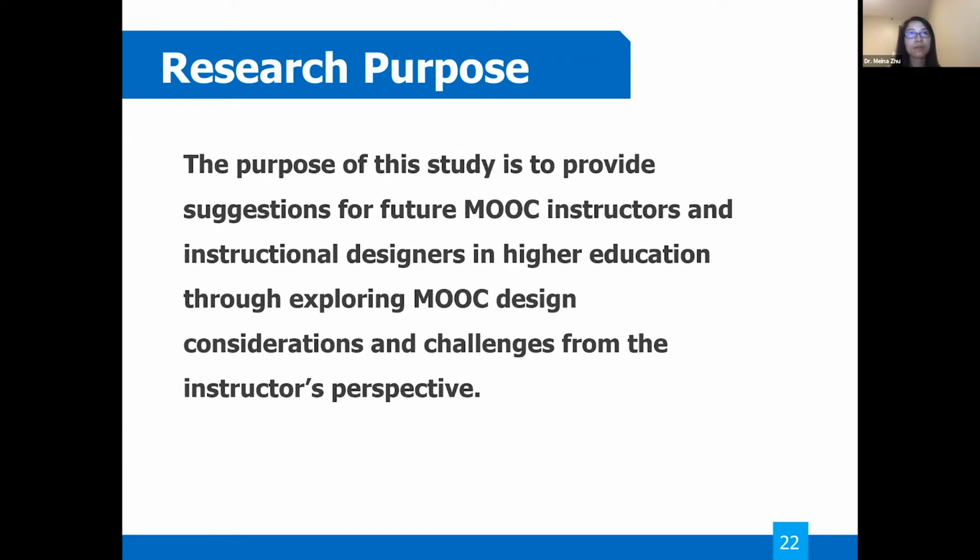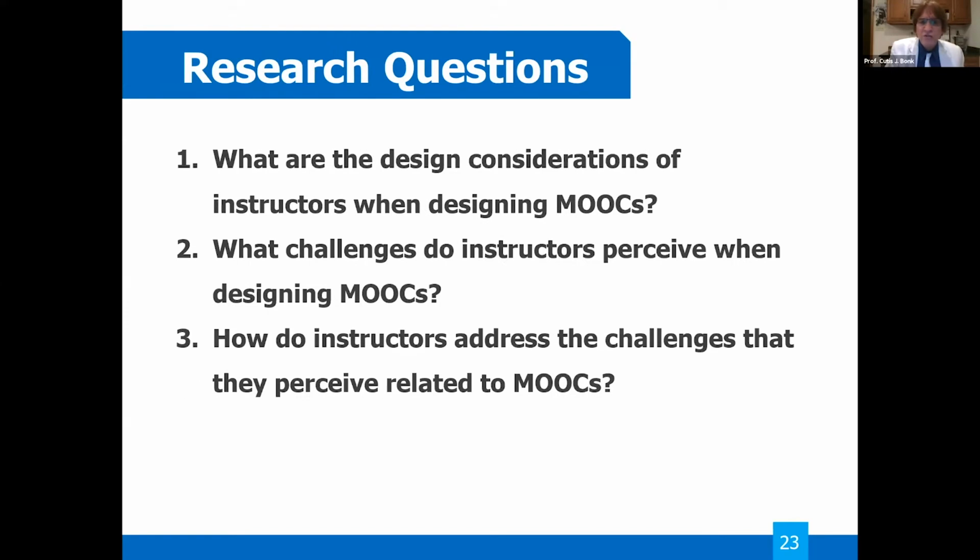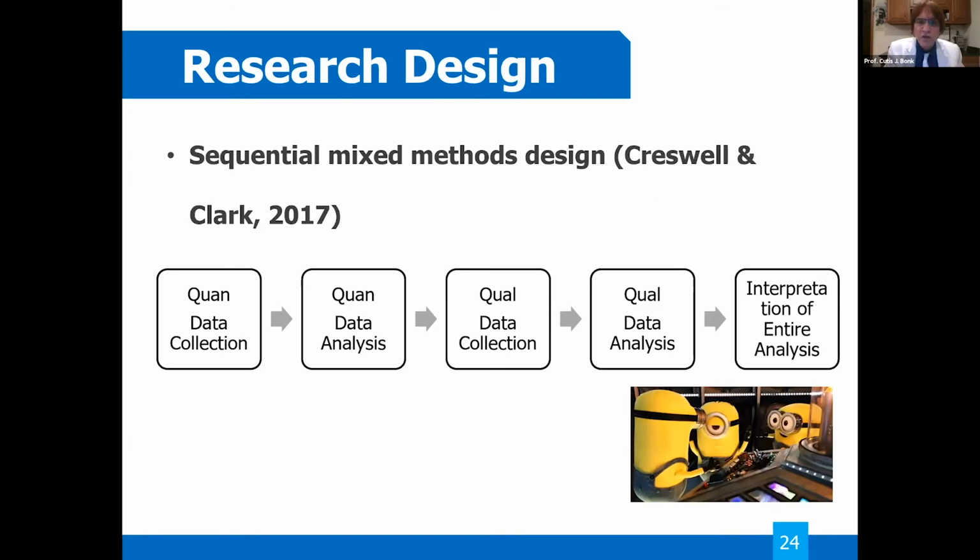So this study will provide suggestions for future MOOC instructors. In fact, we have one study on Indonesian MOOCs and Malaysian MOOCs that we'll send to Sanjay as well. And the instructional designers and their design considerations and their design challenges. So what are those design challenges when they create a MOOC? How do they perceive the challenges in front of them? What are the considerations and what are the challenges? And then how do they address those challenges? So, Maina will walk you through pieces of the study now.